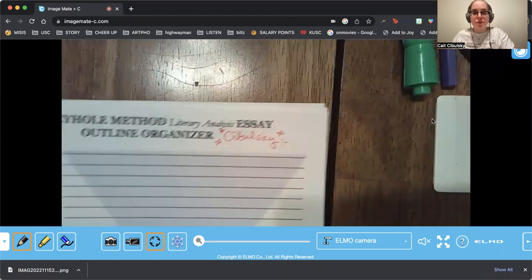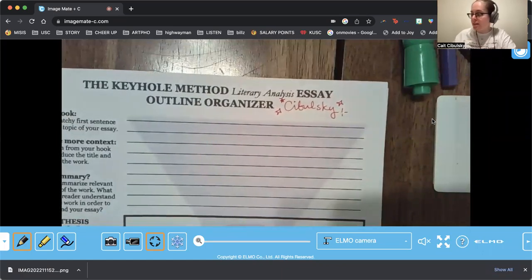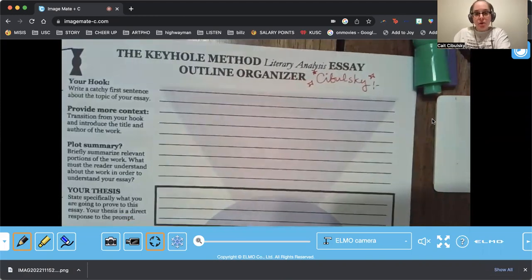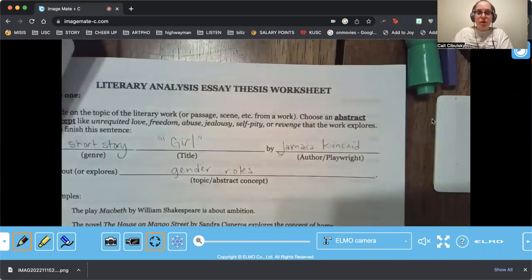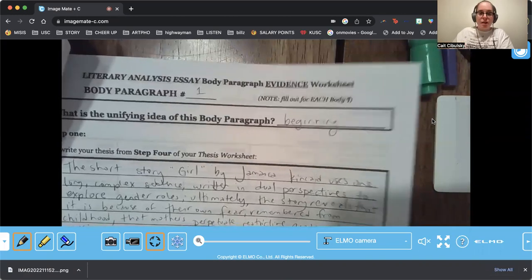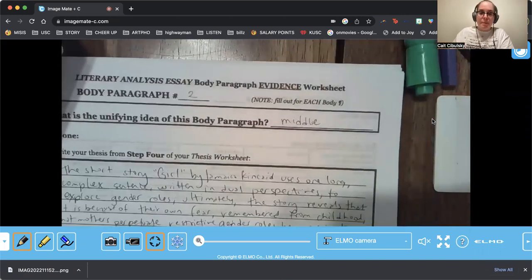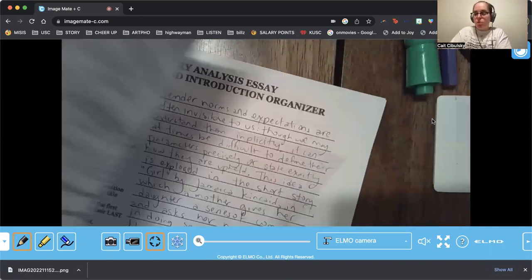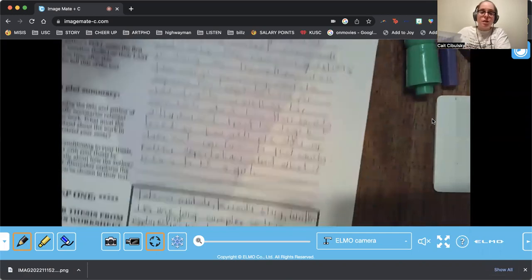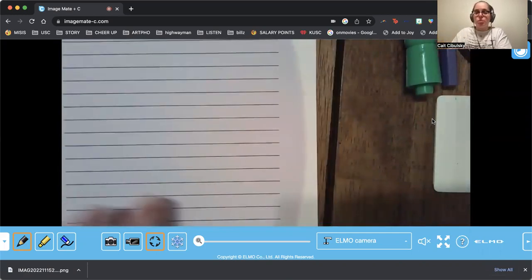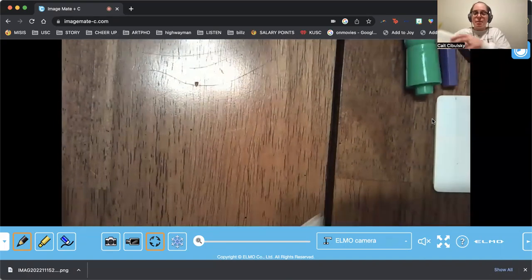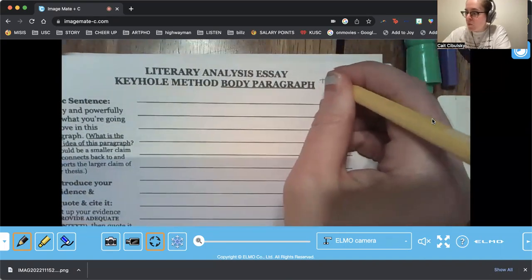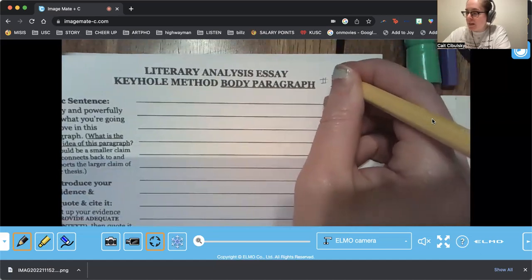All right, welcome back to How to Write a Literary Analysis Essay using these handy dandy graphic organizers. To catch you up, we've looked at the outline organizer, we've written our thesis, we've done the evidence worksheets for all three body paragraphs. We've written our introduction, and now we are going to write our first body paragraph. So this is going to be body paragraph number 1. I'm just going to make a note of that to myself.